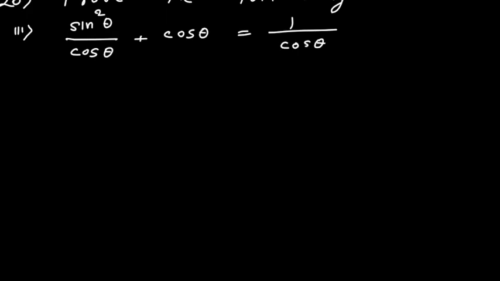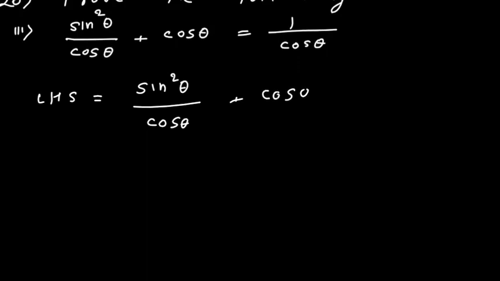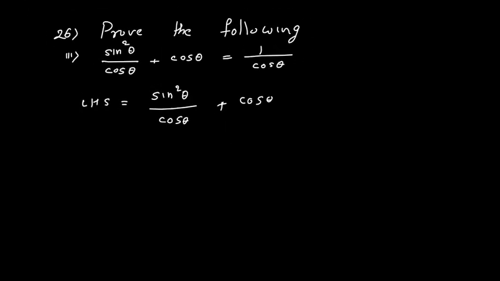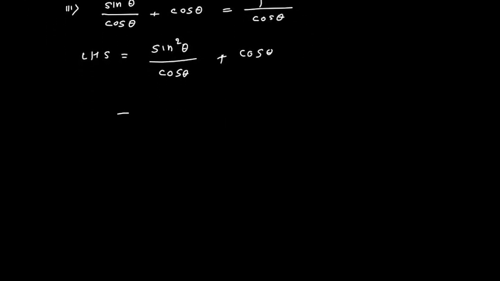Sin square theta upon cos theta plus cos theta is equal to 1 upon cos theta. So here I will start with the left hand side. Left hand side is sin square theta upon cos theta plus cos theta. So what do we do here? We will cross multiply. Here it is cos theta upon 1. So we will get sin square theta plus cos theta into cos theta, which is cos square theta, whole divided by cos theta.